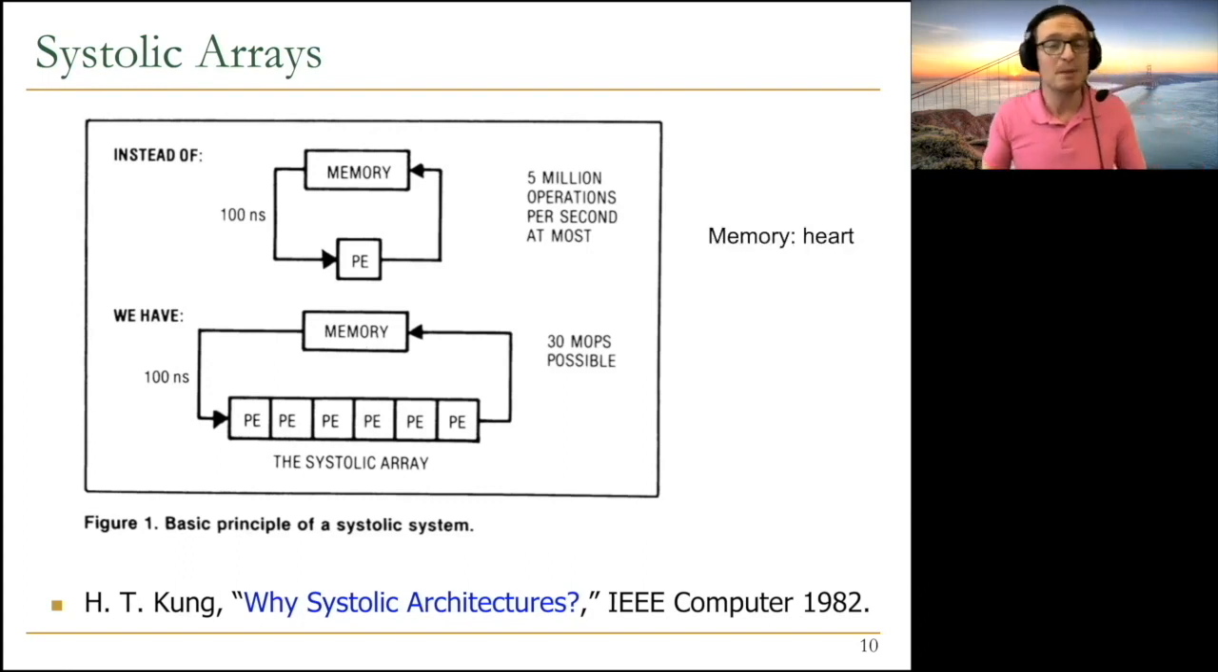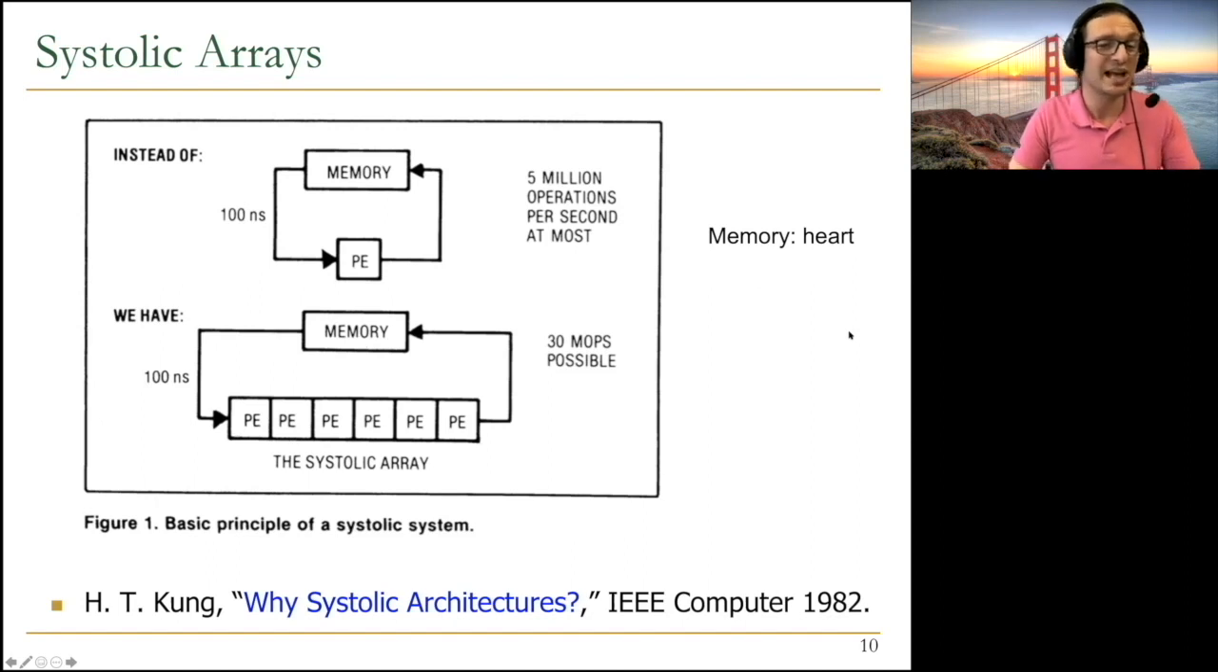So basically, this is inspired by human architecture, let's say. Essentially, memory can be thought of as the heart. It's pumping blood to the cells that are the processing elements.